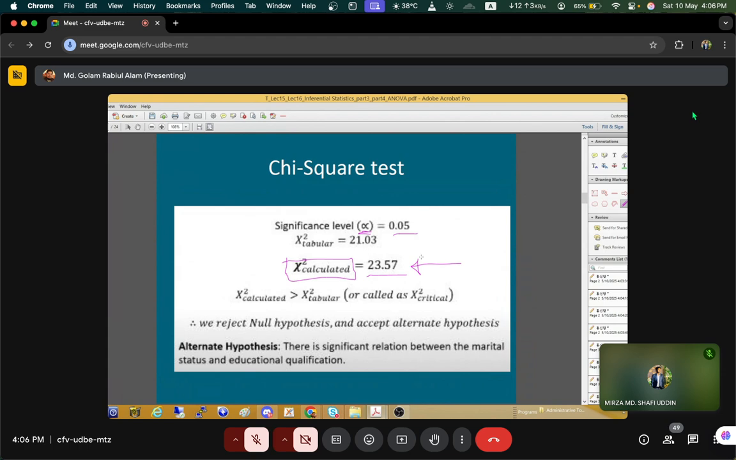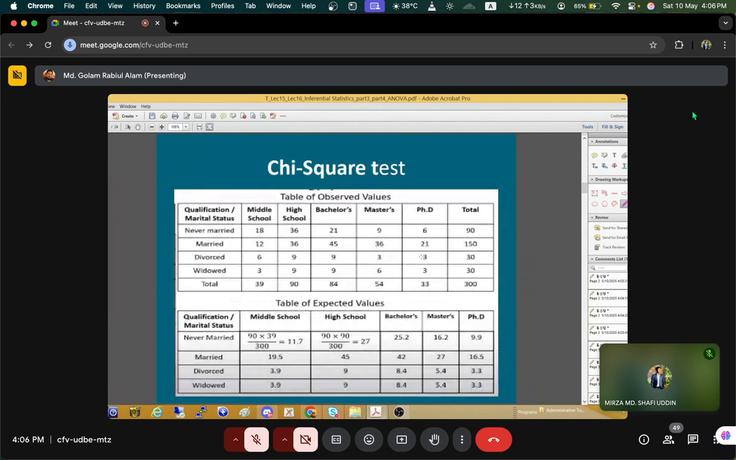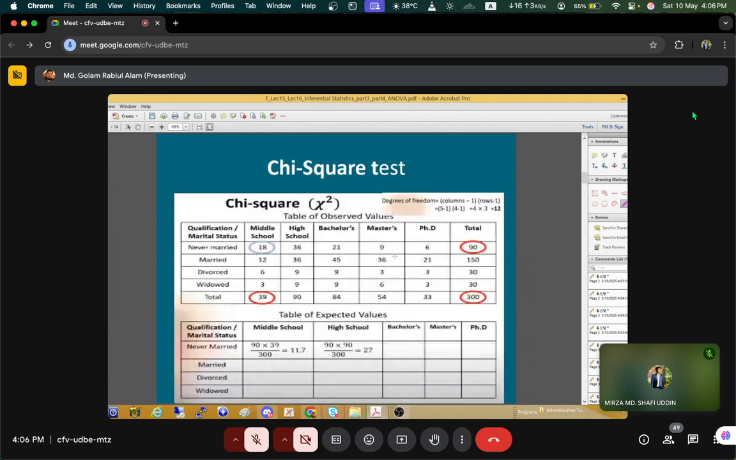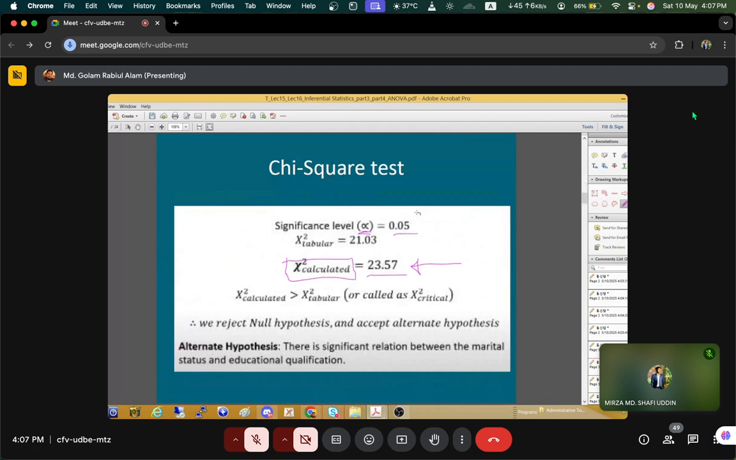Using this alpha, there is the degree of freedom. What will be the degree of freedom in this case? The degree of freedom will be (columns - 1) times (rows - 1). That means the types of our schools are 1, 2, 3, 4, 5, so 5 minus 1, and types of marital status are 1, 2, 3, 4, so 4 minus 1 is 3. So 4 times 3 is 12. 12 is our degree of freedom, and significance is 0.05.